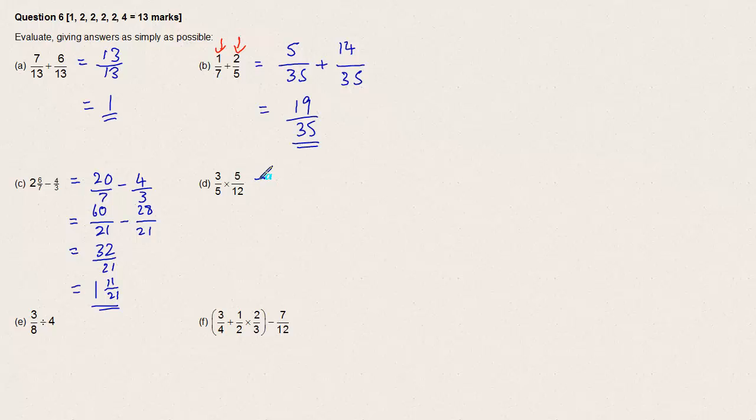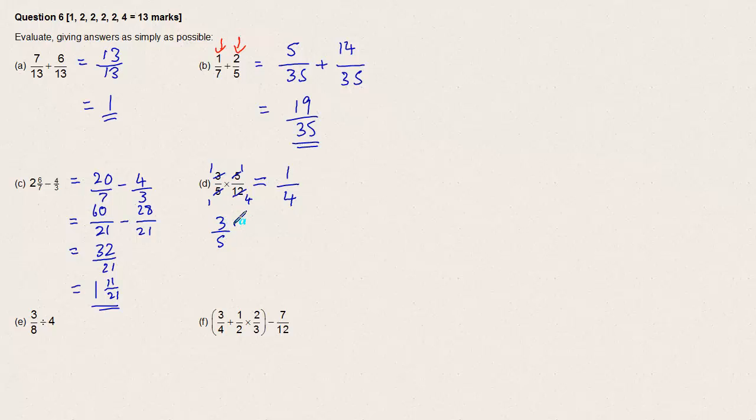Here we have 3/5 times 5/12. We can do some cancelling first. 3 goes in here once and goes in here 4 times. 5 goes into 5 once and into 5 once. So we've got 1 times 1, which is 1, over 1 times 4, which is 4, so a quarter.